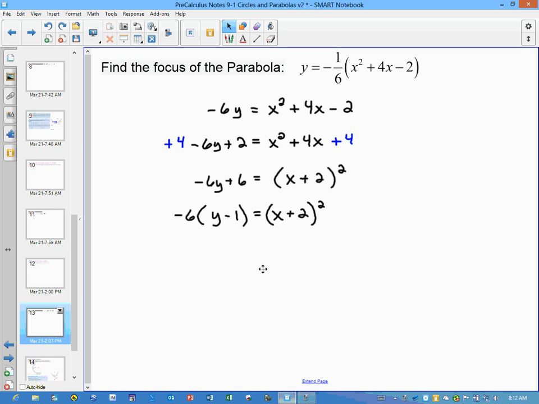So now, to find the focus, I simply need the h, k, and the p. Well, the h is associated with the x value, so it's going to be the value of x that causes that to be 0, which is negative 2.